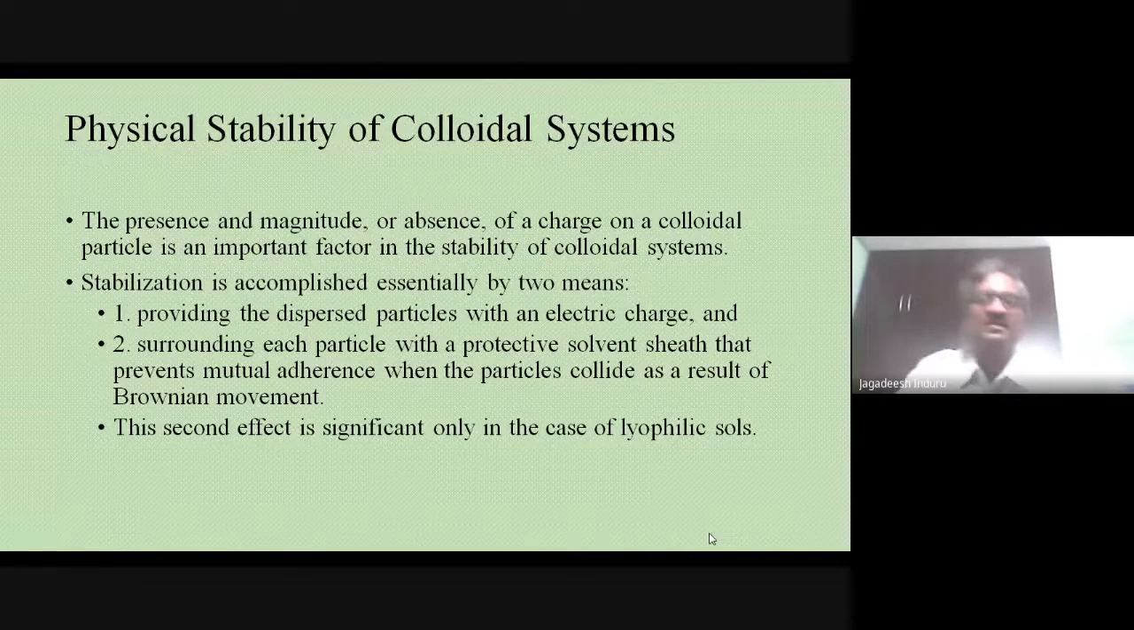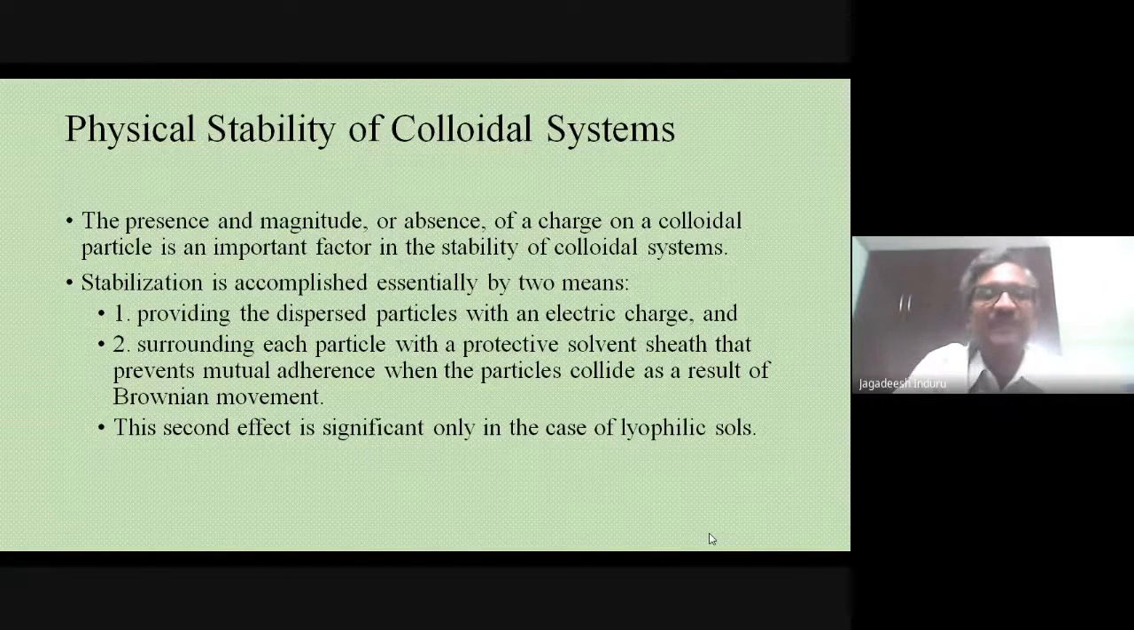And the second part is surrounding each particle with a protective solvent sheath. The sheath will act as a barrier. That barrier will prevent aggregation when the particles collide with each other during Brownian movement.